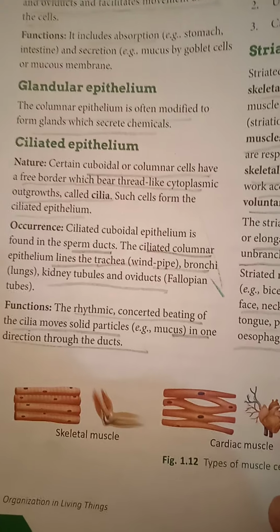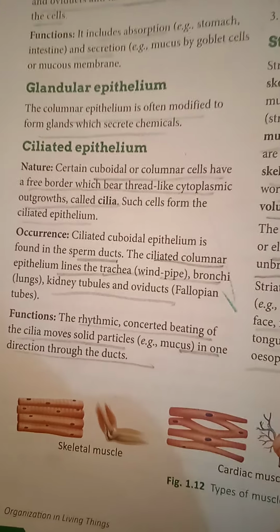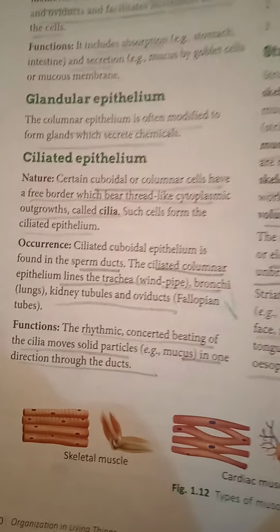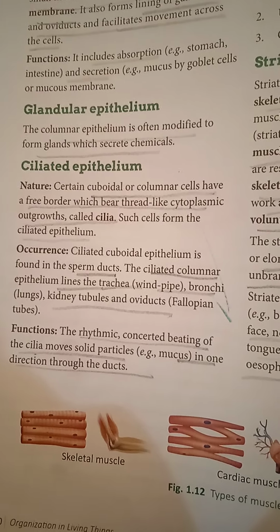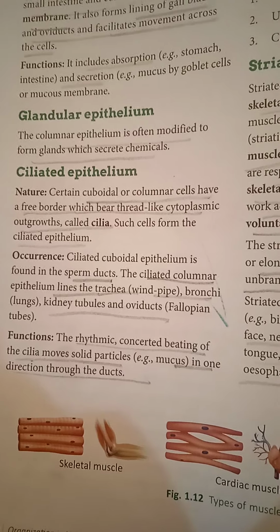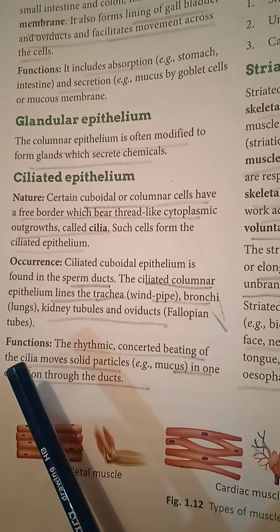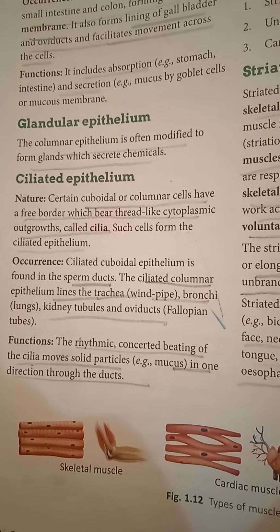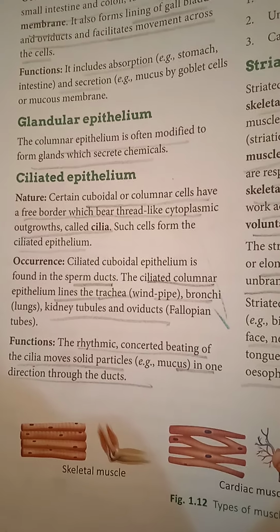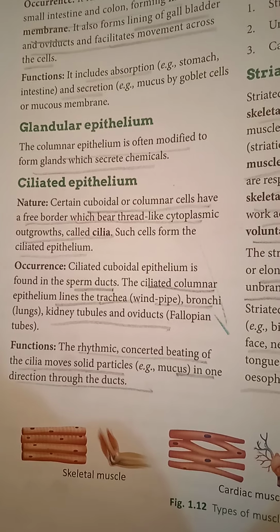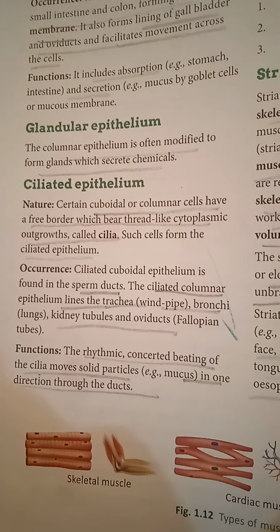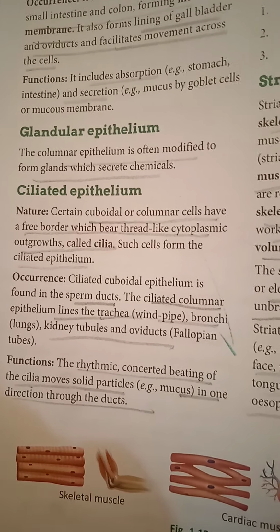This cell-like outgrowth is found in the body. They are present at the borders, and they are found in the kidneys, oviducts, bronchioles, and bronchi. The main function is rhythmic, periodic movement, and the cilia also help to move solid particles around in one direction.